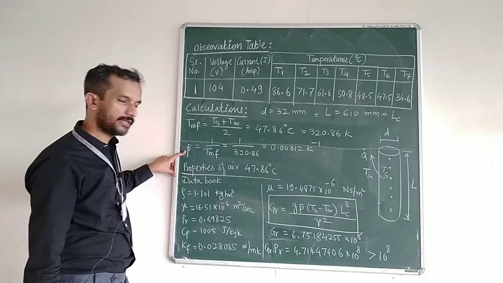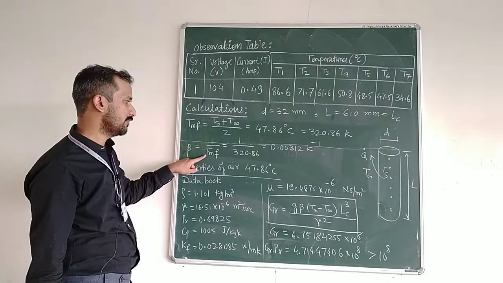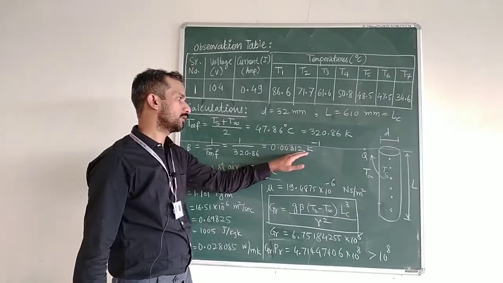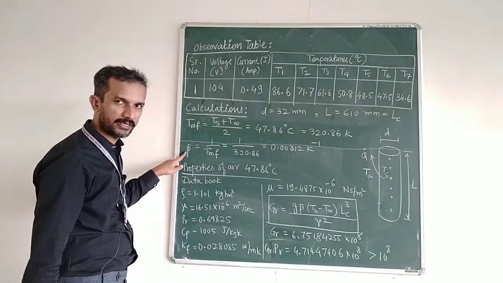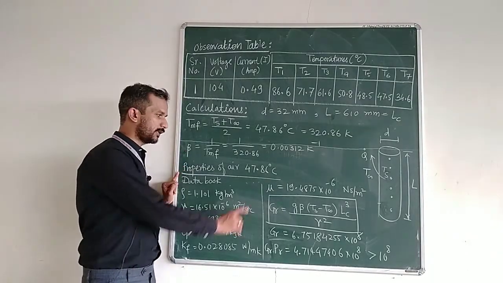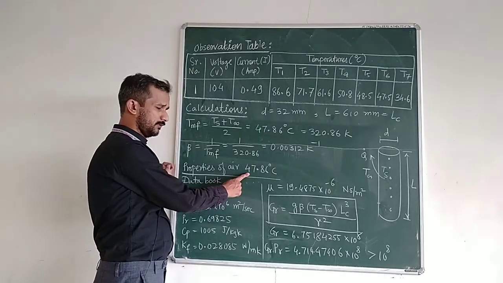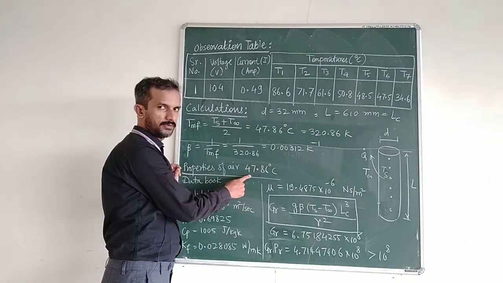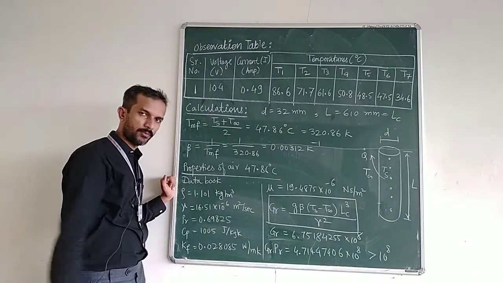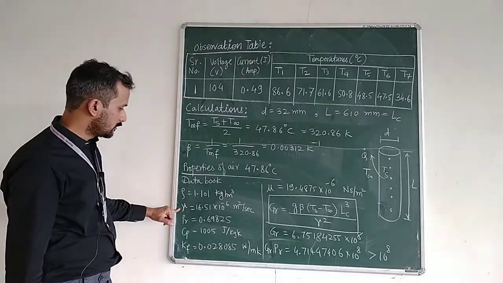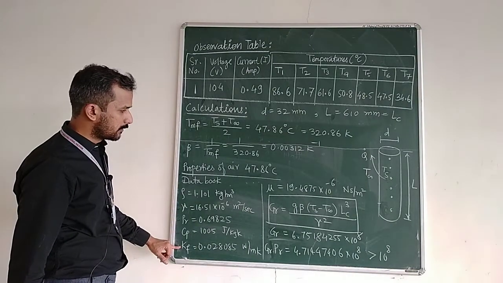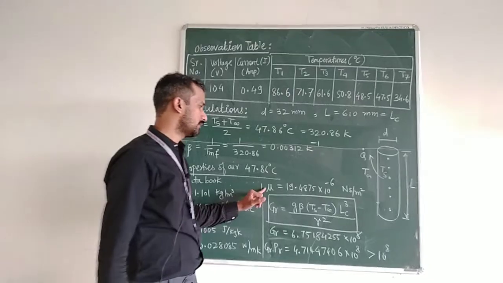So the coefficient of volumetric expansion can be obtained as 1 upon TMF. Carefully putting this value in Kelvin, we get 0.00312 Kelvin inverse, that is the coefficient of volumetric expansion beta. Then we have to find out the properties of air. So for that purpose we'll use 47.86 as the temperature. From the table in the data book, we get these values of the properties of the air, that is density, kinematic viscosity, Prandtl number, Cp, conductivity of the air, then dynamic viscosity.